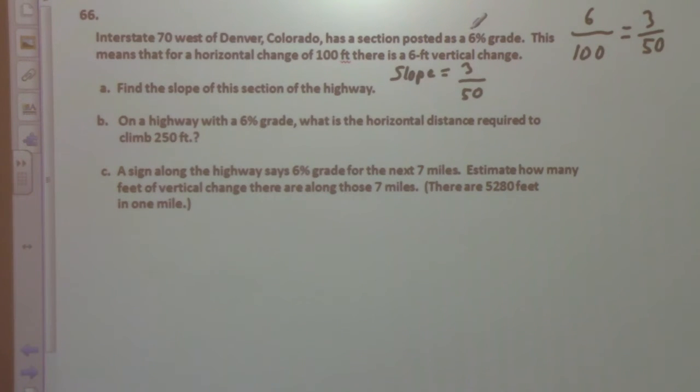Another thing is they actually give you these numbers, so 6% could be another way of saying it. Another way of saying it is you can put .06, right? So there are different ways of saying it. So on a highway, that's the fractional way of doing it.